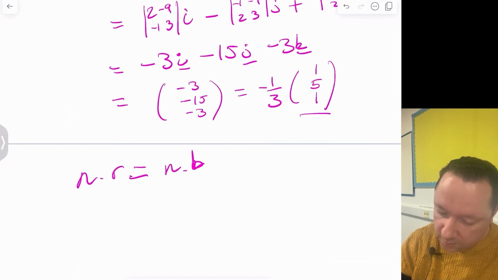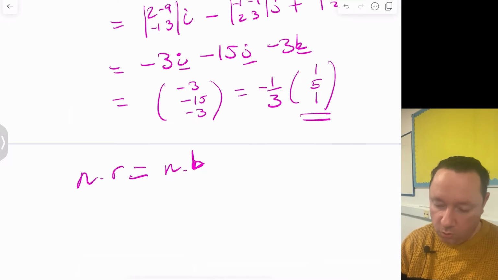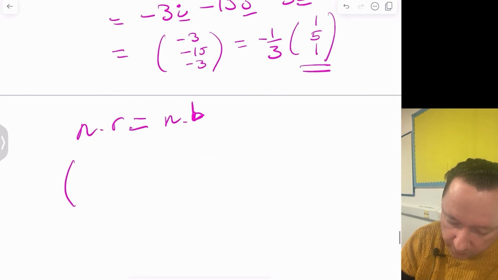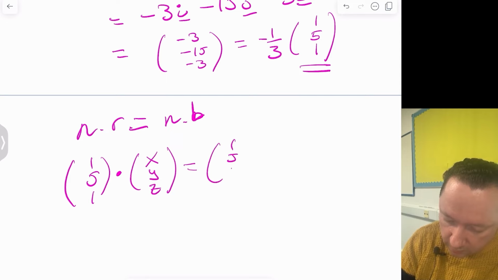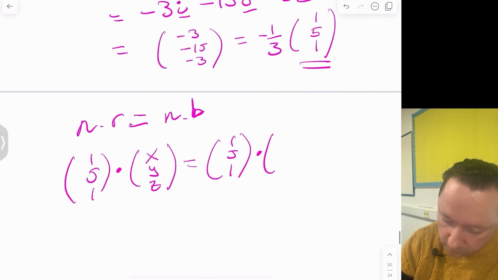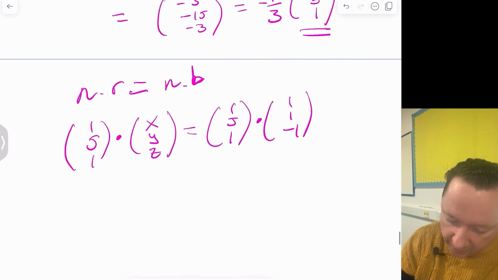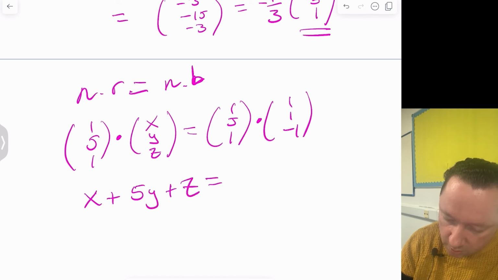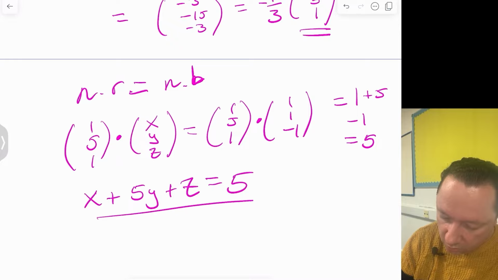So I'm just going to use that as my normal because why not, any normal will do. So I've got (1, 5, 1) dot (x, y, z) equals (1, 5, 1) dot the point I'm going to use, (1, 1, -1). So that gives me x plus 5y plus z equals, let's just work this bit out, 1 times 1 is 1, 5 times 5 is 25, 1 times minus 1 is minus 1, that just equals 5. And there's the equation of our plane.